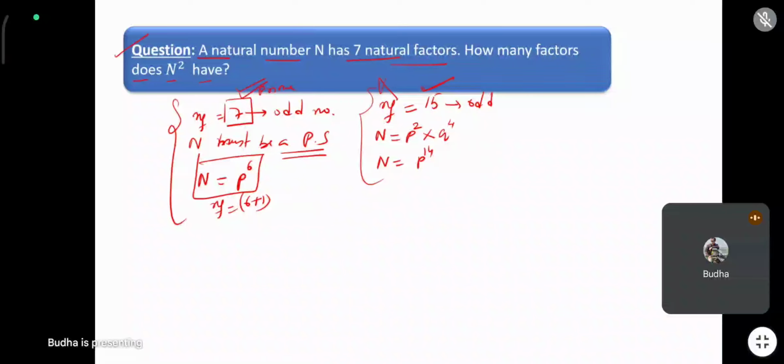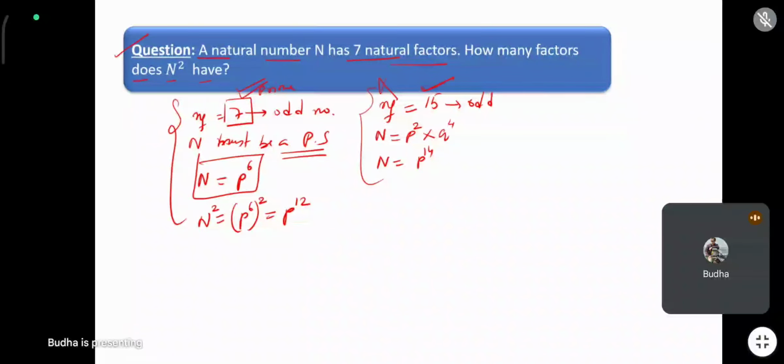That means the power of p should be 6, that's why it is 7 here. So the number of factors is 7. Now if I take n square, that means cubing both sides, this also has to be squared. So it will be p raised to power 12.